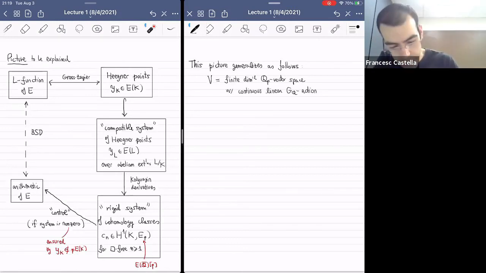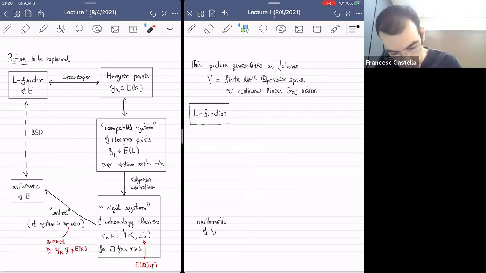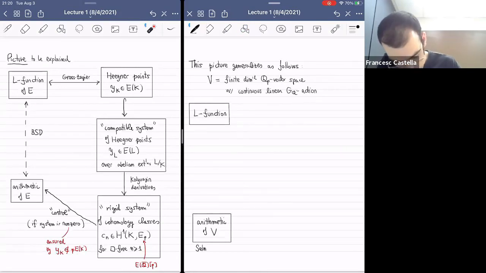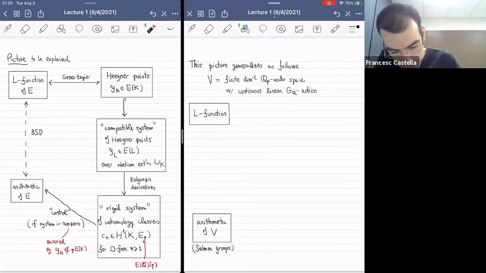Okay, so then attached to such objects, we can also define an L function. And we can also try to understand the arithmetic of this representation. Okay, which in this context really means Selmer groups. Okay, so as we're probably going to see in Sudhanshu's lectures, attached to such V, we have Selmer groups, which generalize Mordell-Weil and the Shafarevich-Tate group of elliptic curves all together.